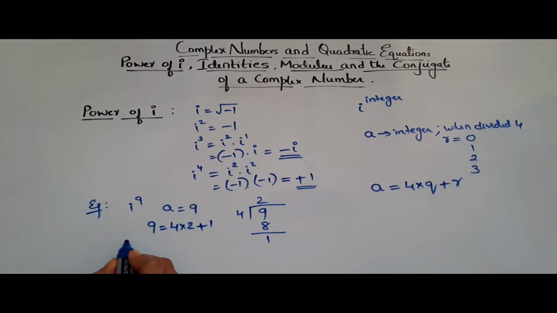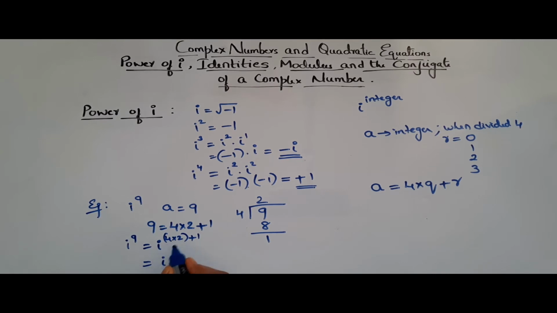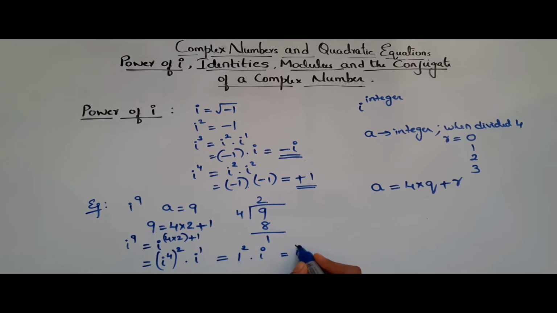So here i power 9, you can write as i power 4 into 2 plus 1, which is equal to i power 4 into 2, which is nothing but i power 4, whole squared, into i power 1. We know i power 4 is plus 1. So 1 square into i power 1 is i. So 1 square is 1, 1 into i is i. So therefore the value of i power 9 is i.